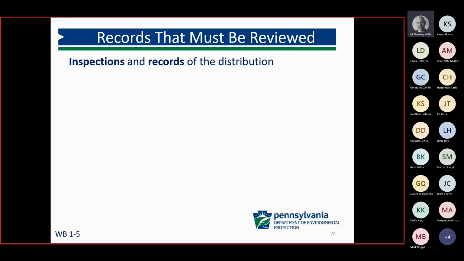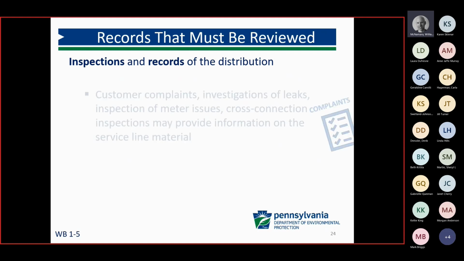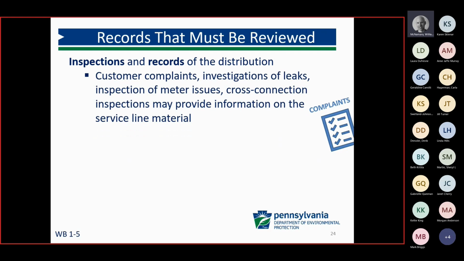Inspections and records of the distribution system. So this is stuff during normal maintenance that water systems should be looking at when they're out there anyway, looking at things like customer complaints, investigations of leaks, meter issues, cross-connection inspections. All these times are when they're already out in the distribution system and potentially can get eyes on what that service line material is made of. So to kind of kill two birds with one stone, they should be documenting what service lines are when they can.